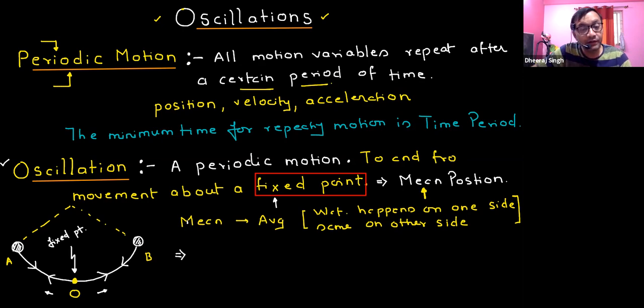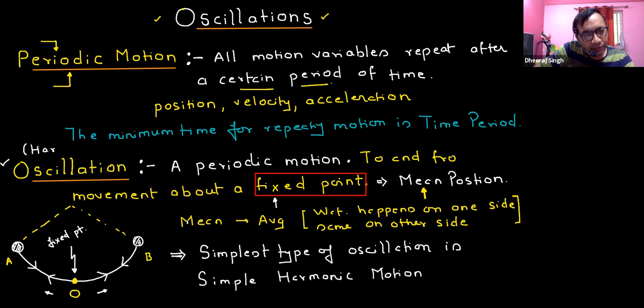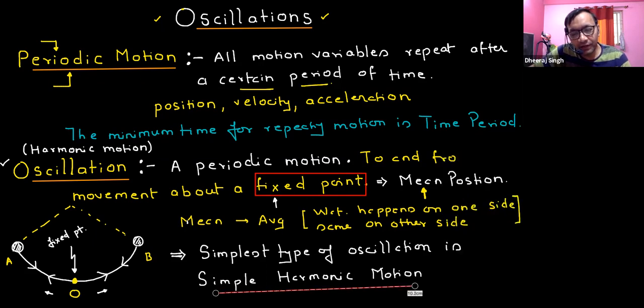Now, there can be many types of oscillations as well. The simplest type of oscillation is simple harmonic motion. Oscillation, another name is harmonic motion. So the simplest of these is simple harmonic motion, which is there in our curriculum. The other kinds of oscillations are not there. So in this chapter, we are going to study the simple harmonic motion only.